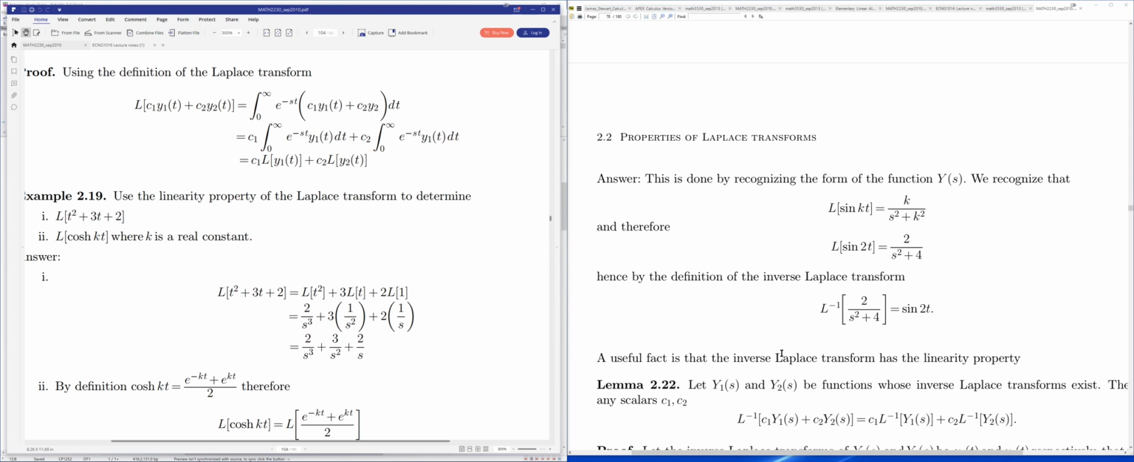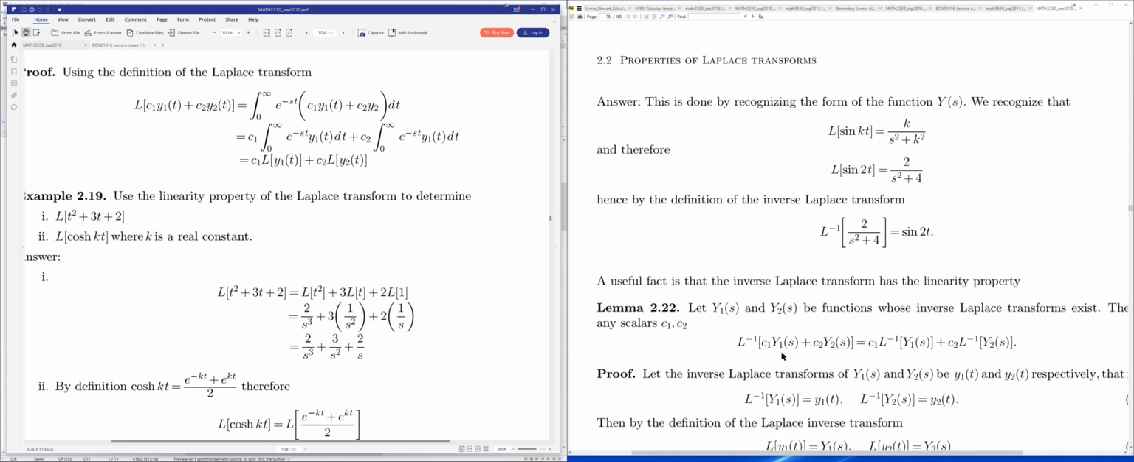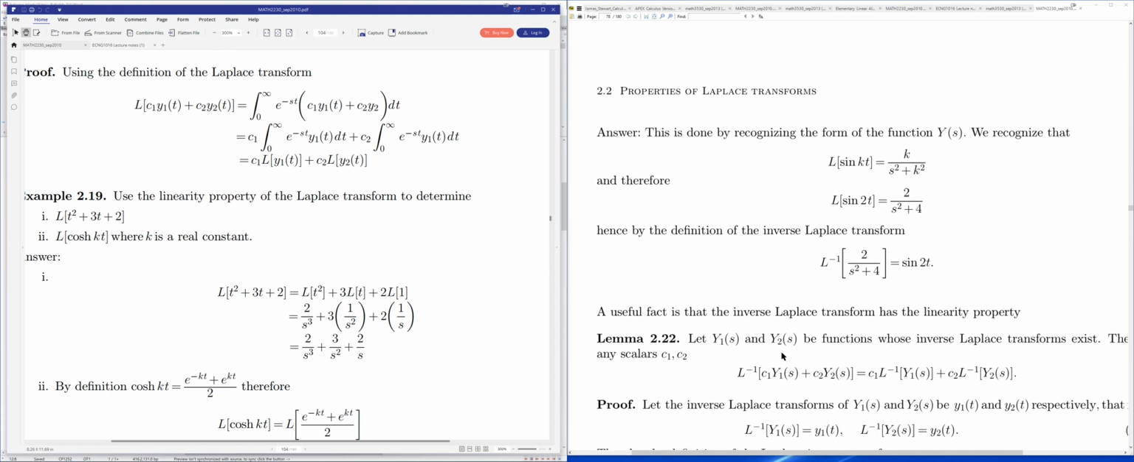And it turns out that the inverse Laplace transform also has a similar property. It also has the linearity property. So if I'm going to take the Laplace inverse of a sum, I can actually break up the sum, and then I can also pull constants out. So this is what the statement is saying over here. When I'm calculating the Laplace inverse, I can break up the sums and pull out constants.